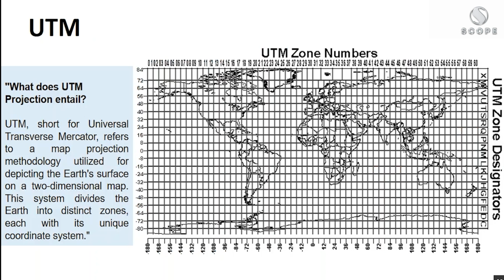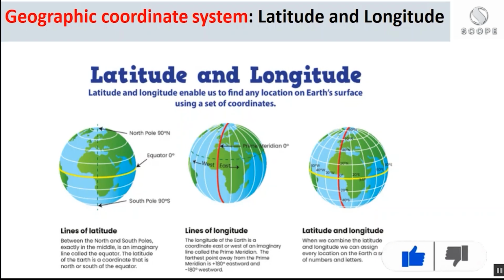UTM is one kind of projection that we use. So basically we mainly use the UTM projection because it's very good for the southern Asia part. So we are going to use the UTM projection for our mapping tasks.